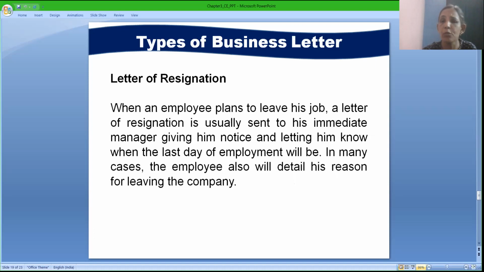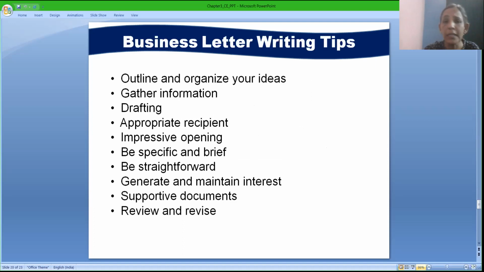Please remember, serving a notice period will always help you in strengthening your relationship, even with those organizations where you have worked and now you have to leave because of some circumstance or the other. So please remember, a letter of resignation is very important.